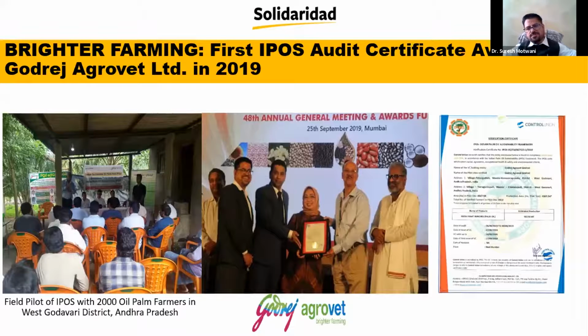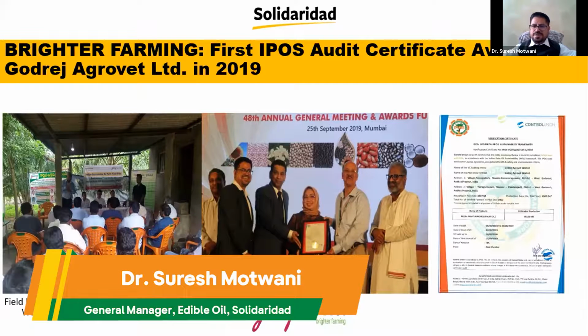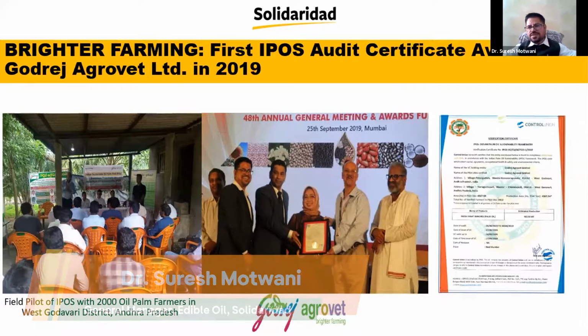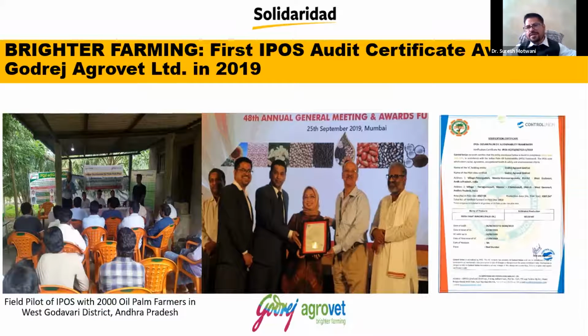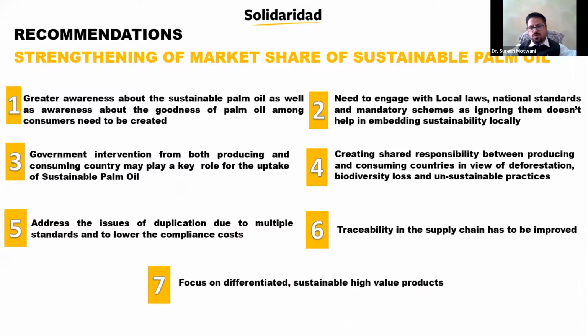Godrej Agrovet is a very well-aware plantation company in India. Basically, they are the first certified producer group of IPOS. So you can imagine, when we talk about sustainable palm oil in India, this is going on, where a company like Godrej is already certified under the certification schemes of sustainable palm oil in India. Already the IPOS-Malaysia agreement, then the IPOS-Indonesia agreement is there. So things are moving on, we are progressing. So this was the background for why I discussed this. These are the key recommendations, basically, that we need to discuss here.